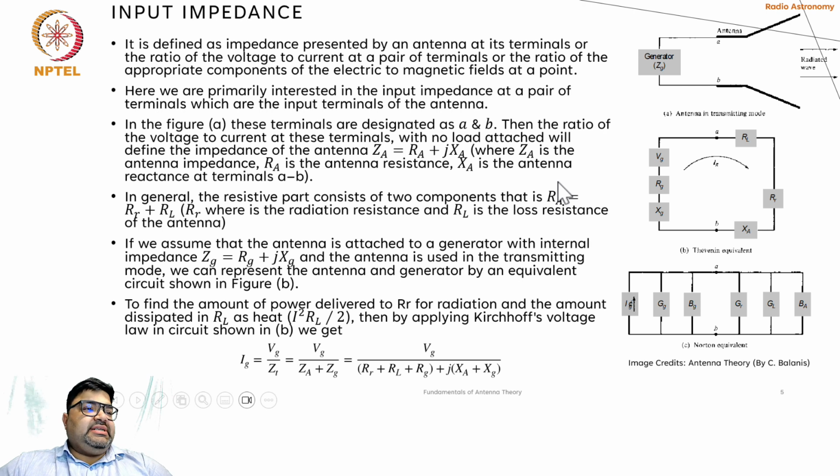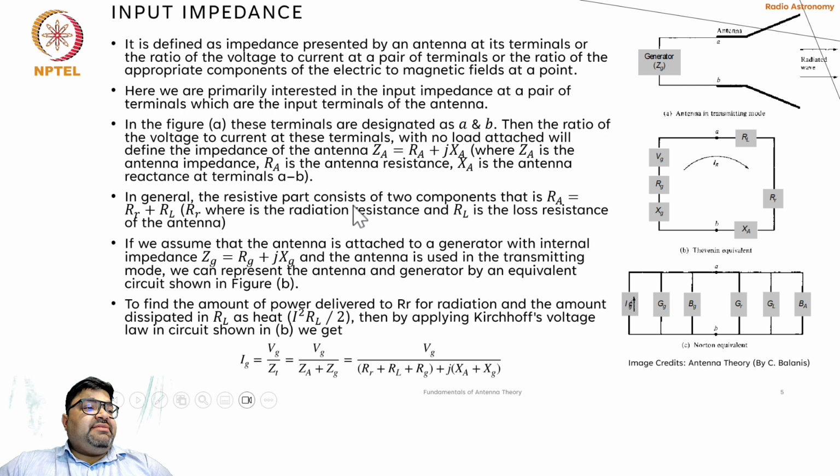If you have already done it, fantastic, I will follow this. Otherwise, just note it down, and we can discuss it more later, most likely. So the impedance is measured between the terminals A and B in this particular figure, where the antenna impedance is defined by Z sub A equals R sub A plus j X sub A, where Z sub A is the antenna impedance, R sub A is the antenna resistance, and X sub A is the reactance between terminals A and B.